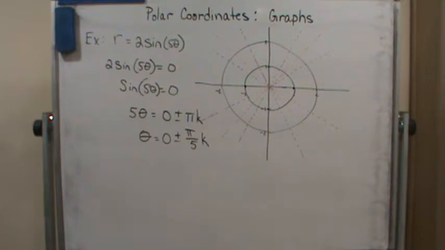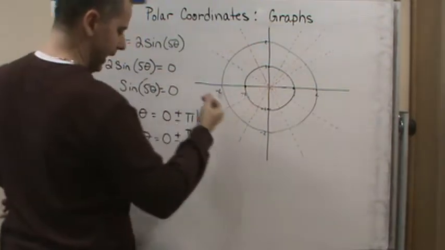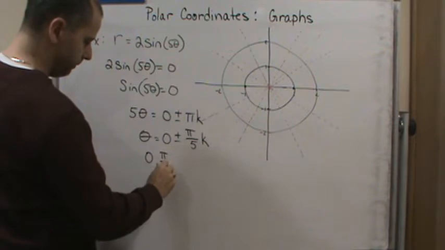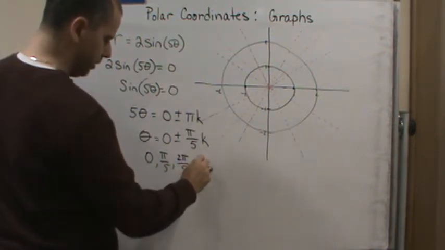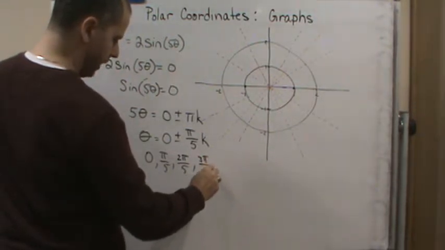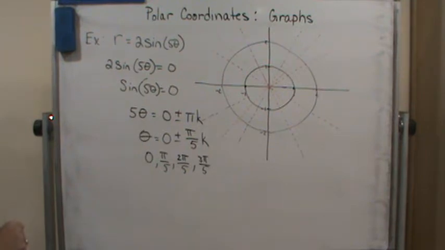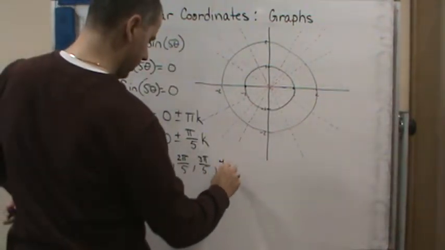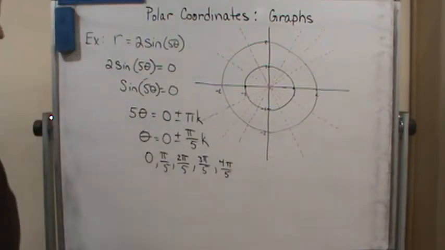That means I'm going to cross the pole at 0. So let's write this down: 0, pi over 5, 2 pi over 5, 3 pi over 5, and 4 pi over 5.